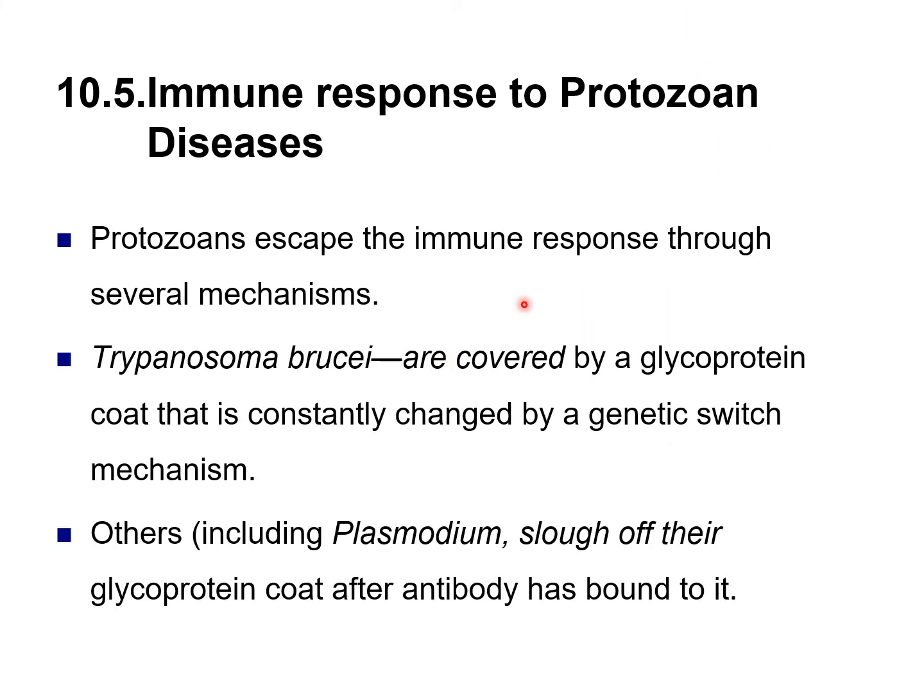Some protozoans are capable of escaping the immune response. For example, Trypanosoma brucei has a glycoprotein coat that constantly changes. Another example is Plasmodium, which can slough off its glycoprotein coat after the antibody has bound to it. So that prevents opsonization.